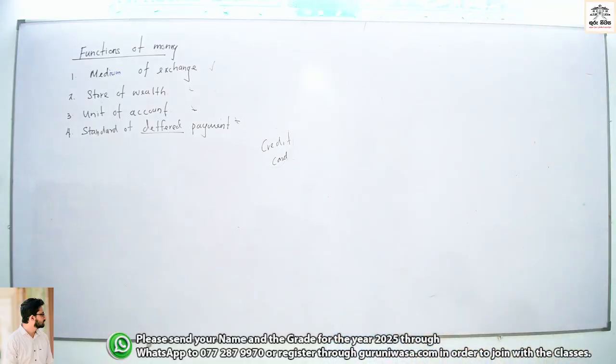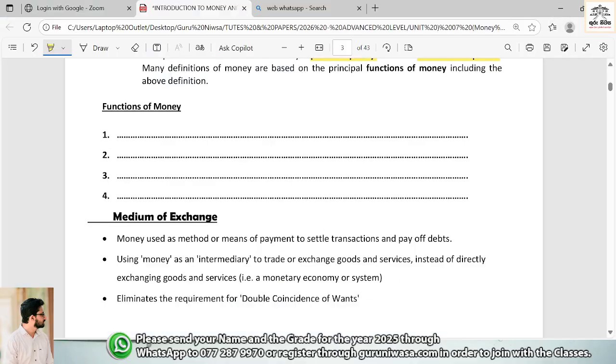Right, we'll discuss one by one. First one, medium of exchange. Read it, very simple one. Medium of exchange. Money used as a method or means of payment to settle transactions and pay off debts. Using money as an intermediary to trade or exchange goods and services instead of directly exchanging goods and services.